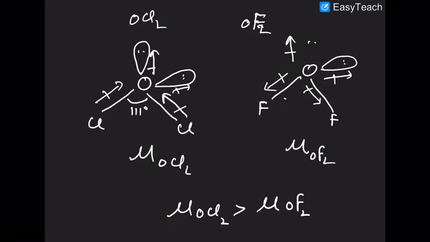In case of OF2, the bond moment is towards fluorine. Why? Because fluorine is more electronegative. But in case of OCl2, it is towards oxygen. Why? Because oxygen is more electronegative. Oxygen is less electronegative than fluorine, but more electronegative than all other elements.